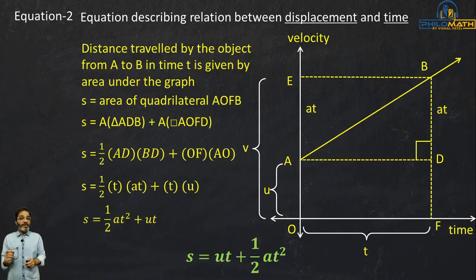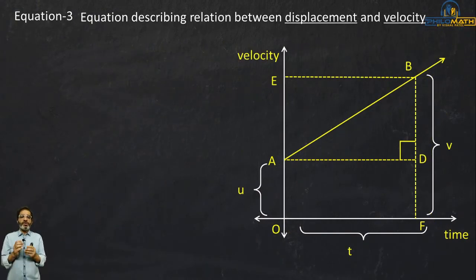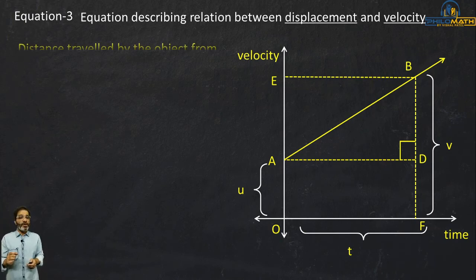Okay, now let us start with the last derivation, students, that is the third equation. The third equation is going to give you the relation between displacement and velocity. Now remember how we started the derivation for the second equation. The same way we are going to start with the derivation for the third equation.